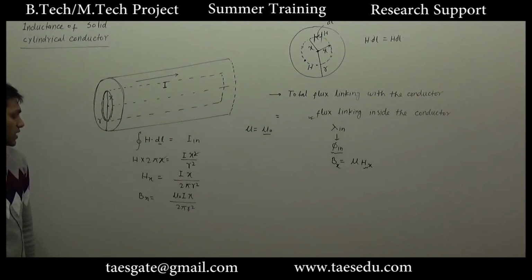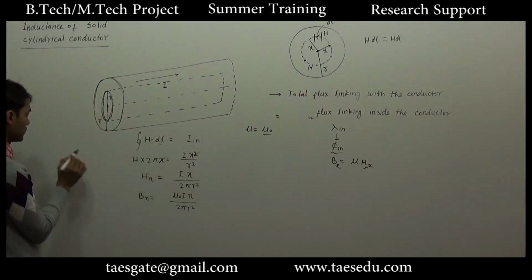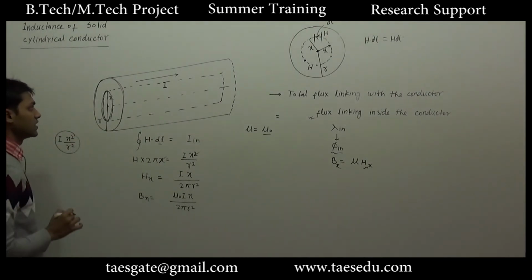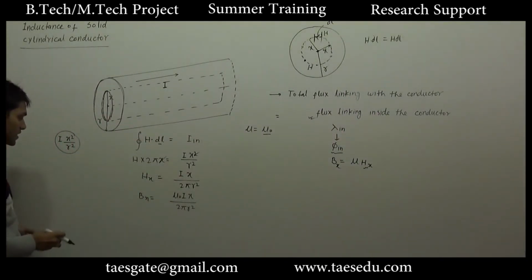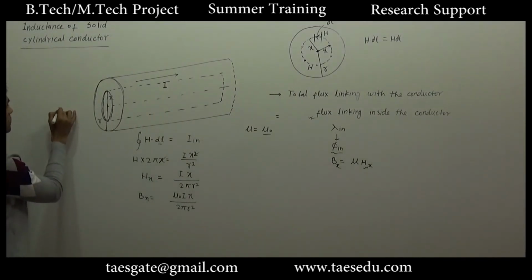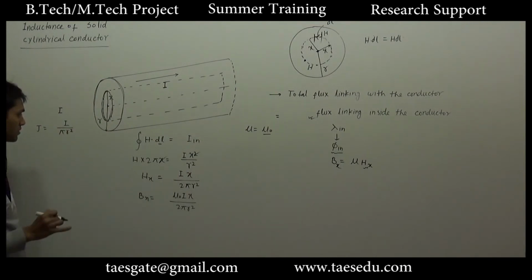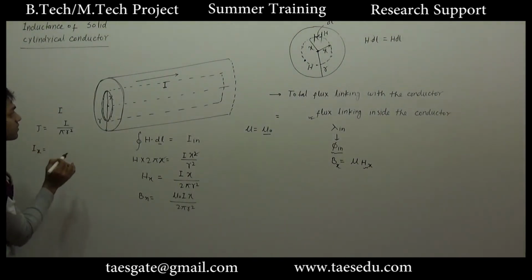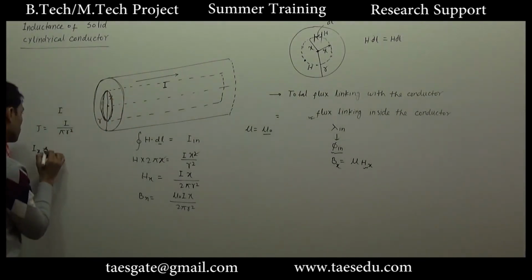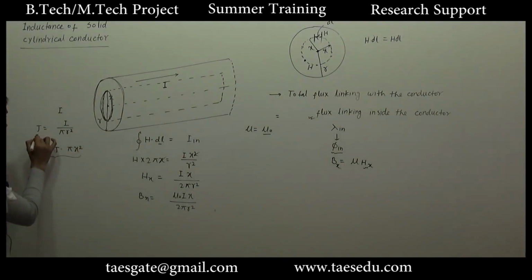There is one important thing that I missed while calculating the total current enclosed by this area. The total current enclosed was Ix square divided by r square. While calculating this, I have assumed that the current is uniformly distributed throughout the cross-sectional area. Let us calculate it again. The total current carried by this conductor is I, so current density will be I divided by pi r square. The total current enclosed by a periphery of radius x will be J into its area, that is pi x square. In this calculation I am assuming that J is constant.